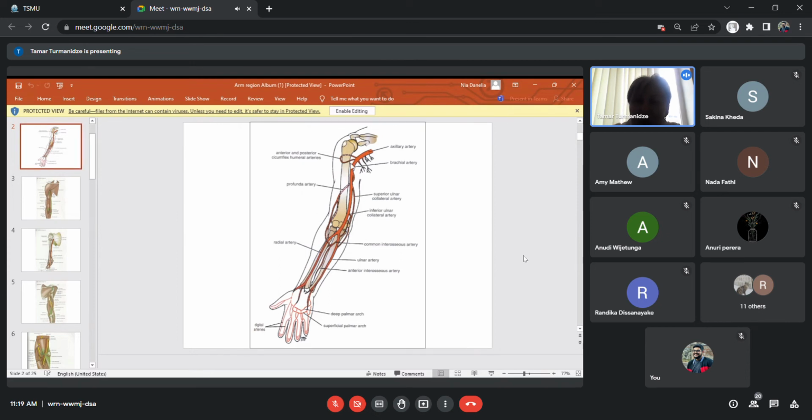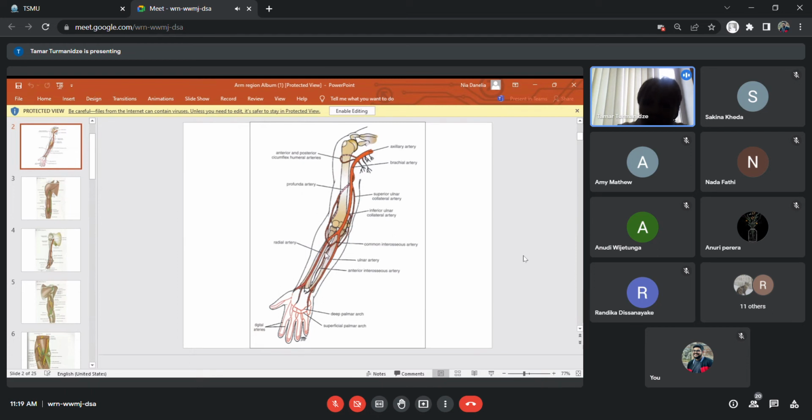The brachial artery gives off the deep profunda artery, which surrounds the humerus and enters the posterior compartment of the arm, where the deep profunda artery is divided into the middle collateral artery and the radial collateral artery. Also, the brachial artery gives off the superior ulnar collateral artery and the inferior ulnar collateral artery.